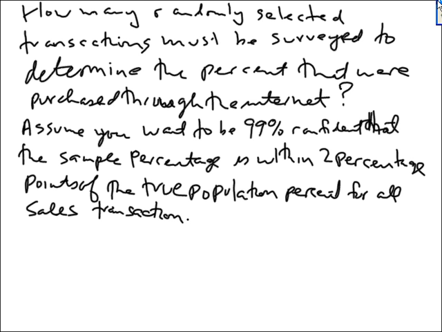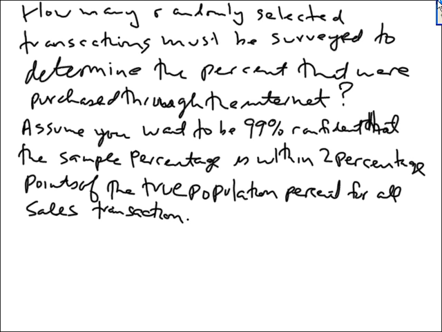So basically, you're going to randomly select some number, to be determined, of transactions. You're going to go to a company and say, show me your last, and that's what we have to figure out, how many, your last 2,000 transactions. Some are going to be from customers who bought it through mail order. Most of them are going to be bought by people who came into the store and purchased it. And then there's going to be some who purchased through the internet.